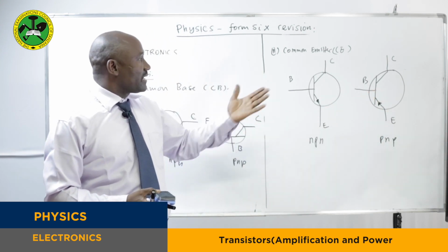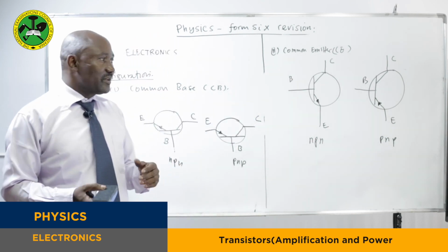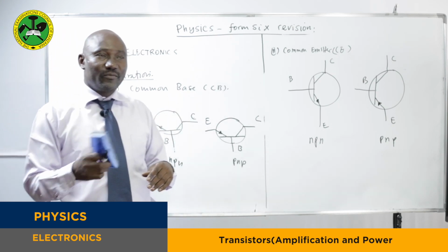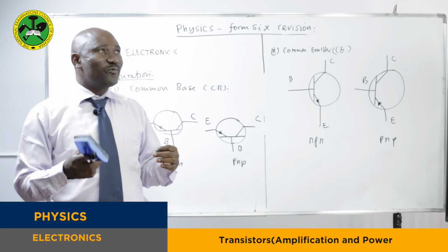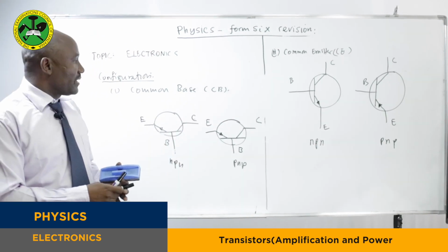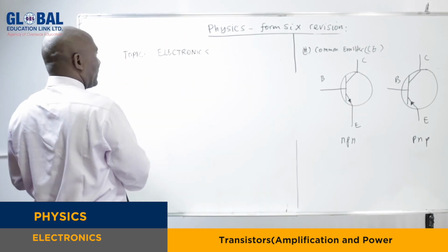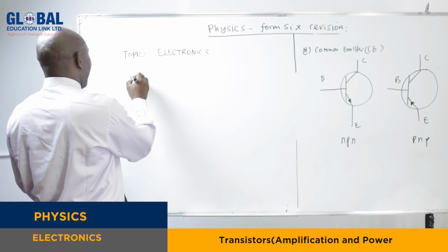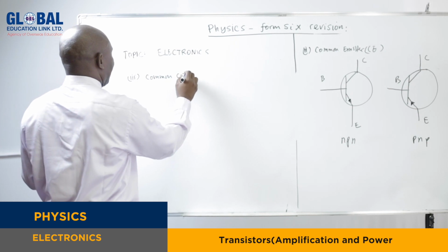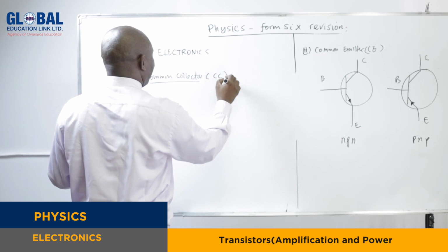Now this is the second type of connection. We have different ways, but we normally have this kind of connection. From there you can choose one which produces the high current and the voltage and power gain. So the third one is the common collector, CC.